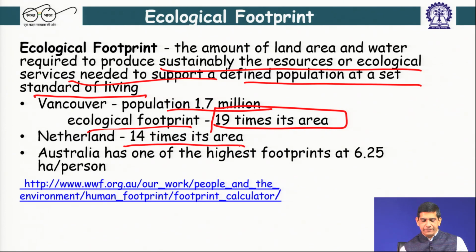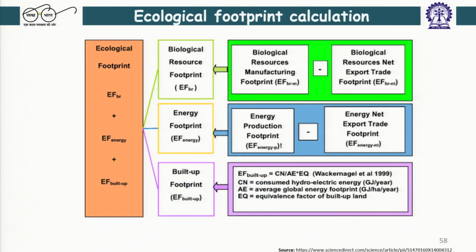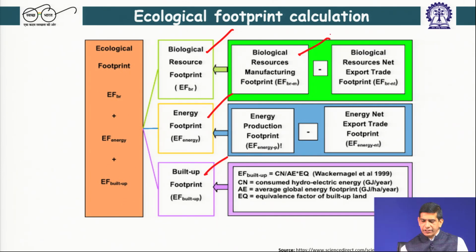Netherlands is 14 times its area. Australia has one of the highest footprints, at 6.25 hectares per person. And of course, in Australia they have the issues of mining and other activities, which lead to a lot of ecological footprint there. When you look at the ecological footprint calculation, you look at the biological, the energy, and the built-up footprint, biological resource manufacturing, and energy production. So it's how much biological resource manufacturing footprint minus net export trade. We'll talk about it in more detail in the class.